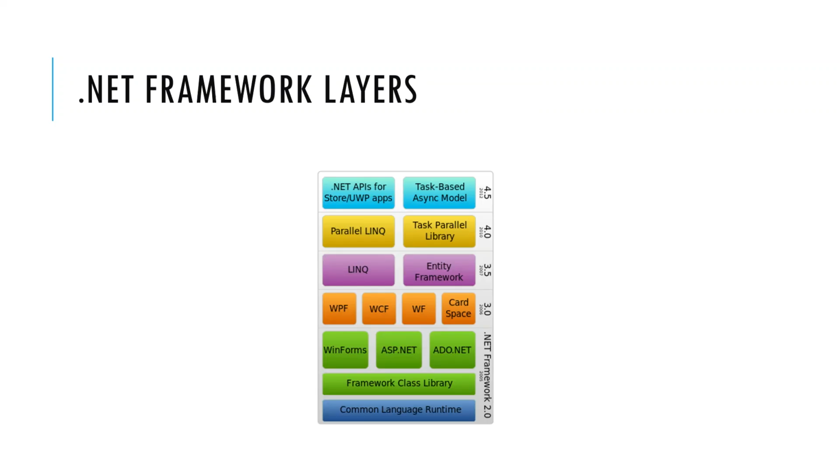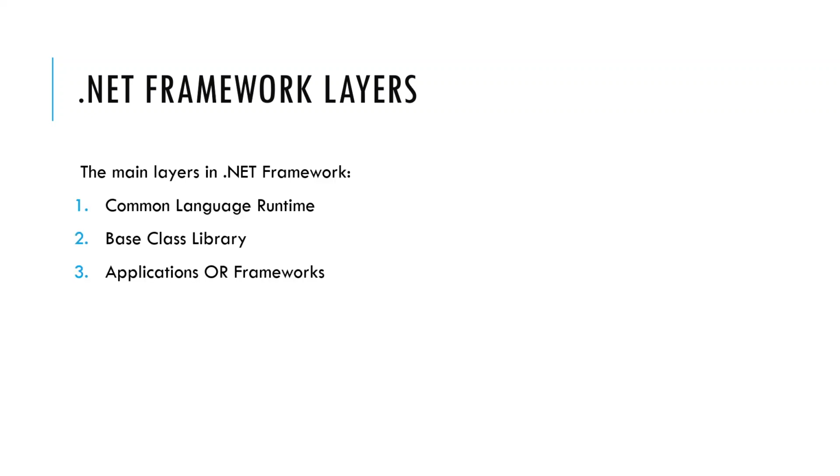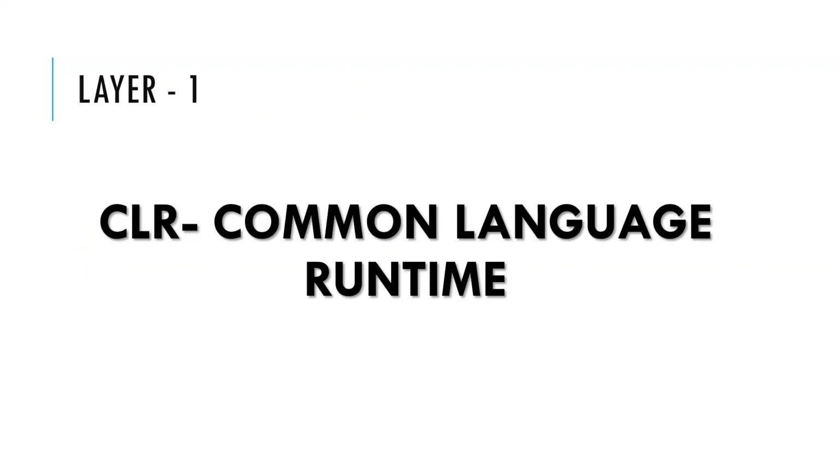So these are the .NET Framework layers. If you see this picture, at the bottom there is the common language runtime. Then the second layer is the framework class library. Then the third layer consists of different frameworks and supported application types. So as I mentioned earlier, it has three layers: common language runtime, base class library, and applications or different frameworks. In the first layer, common language runtime.